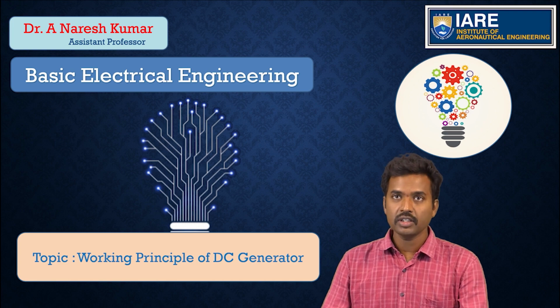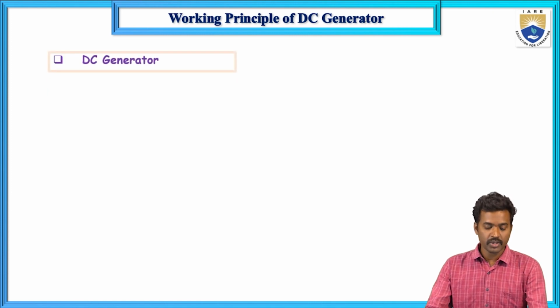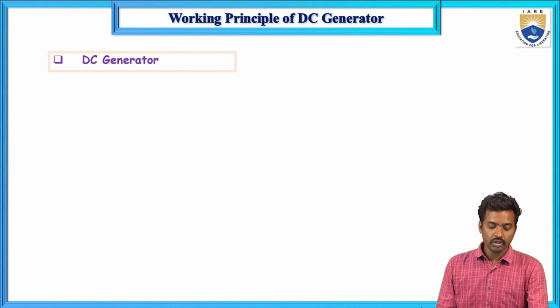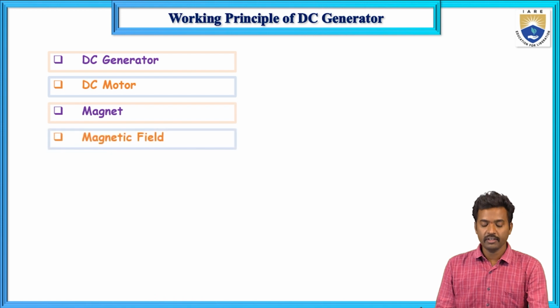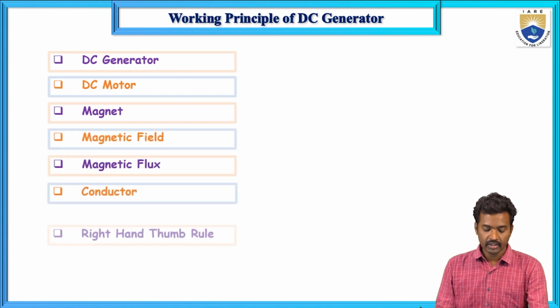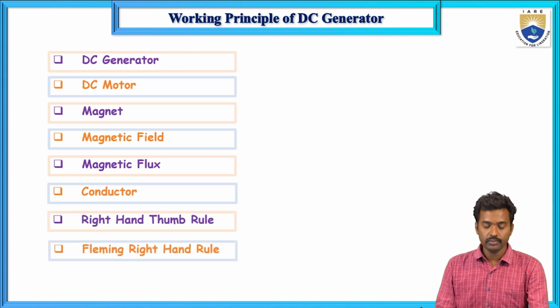Today we are going to have a discussion on the working principle of DC generator. Before explaining the working principle of DC generator, these are the terms I would like to explain: DC generator, DC motor, magnetic field, magnetic flux, conductor, right hand thumb rule, Fleming's left hand rule, and dynamically induced EMF.